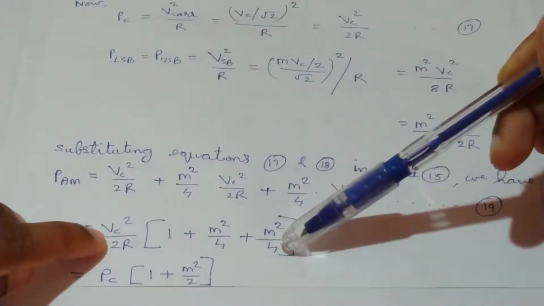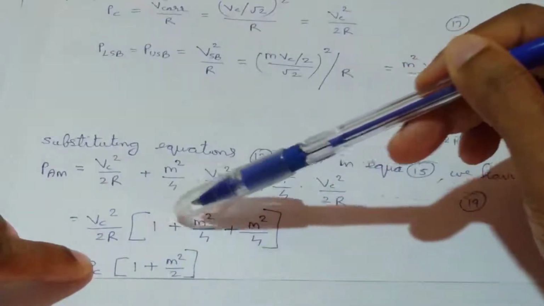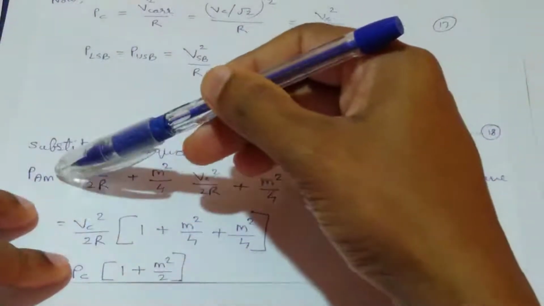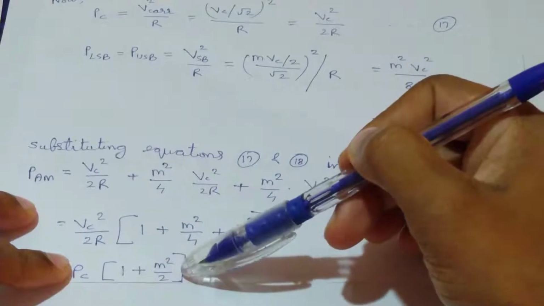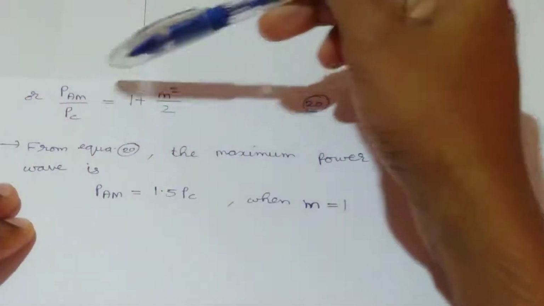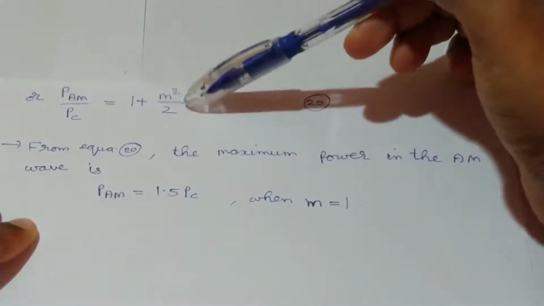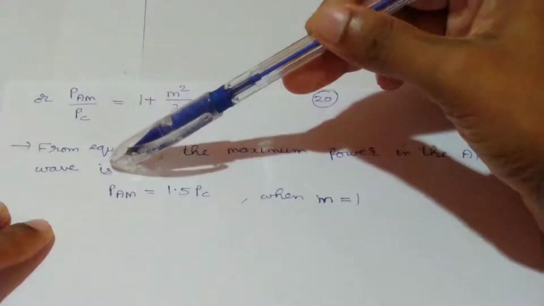Okay. Then we can write this Vc square by 2R as Pc. Okay. So this is equal to Pc into 1 plus M square by 2. Then from this we can write PAM by Pc is equal to 1 plus M square by 2. Let's look at that equation. So PAM by Pc is equal to 1 plus M square by 2. Then from this equation we can calculate the maximum power in the AM wave.